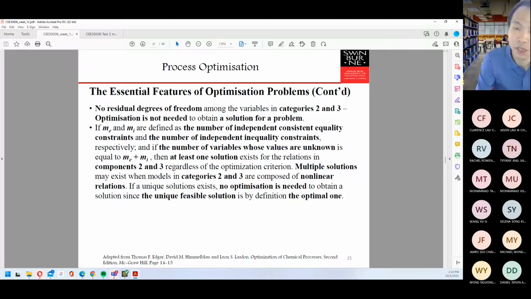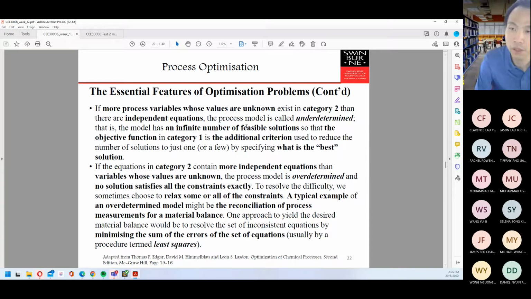And then we have another two variables in here, which are MA and MI, the number of independent consistent equality constraints and the number of independent inequality constraints. So if the number of variables whose values are unknown is equal to these two variables, then at least one solution exists in categories 2 and 3. Multiple solutions may exist when the models in categories 2 and 3 are composed of nonlinear relations. If a unique solution exists, optimization is not needed to obtain a solution, since the unique feasible solution is by definition the optimal solution as well. Okay.